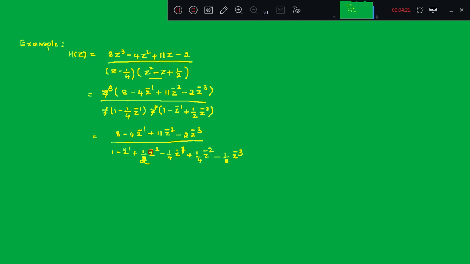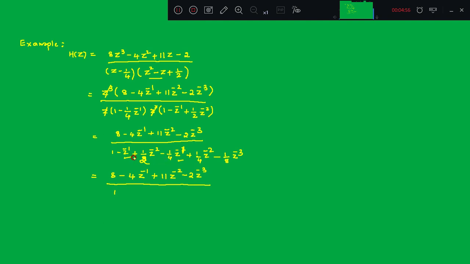So now let us simplify this one. The numerator we will keep as it is: 8 minus 4 z raised to minus 1 plus 11 z raised to minus 2 minus 2 times z raised to minus 3, divided by the simplified denominator, 1. So how many z raised to minus 1 terms are there? Here one and here one, right? So here minus z raised to minus 1 minus 1 by 4 z raised to minus 1. So how much will you get?